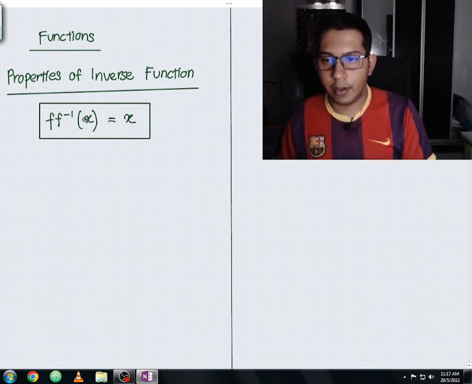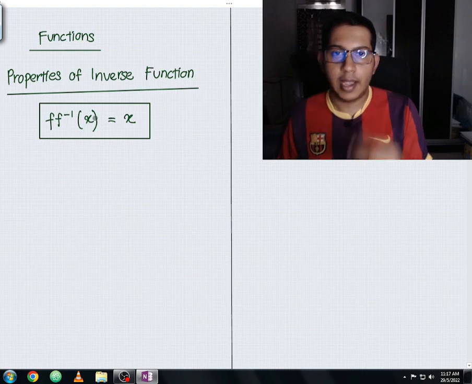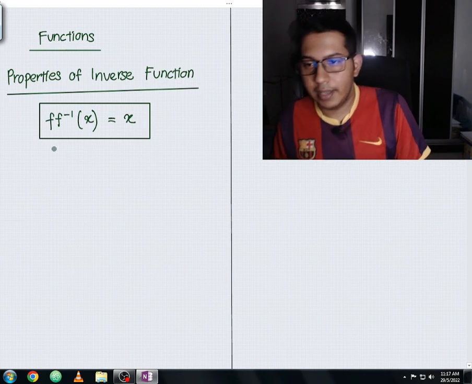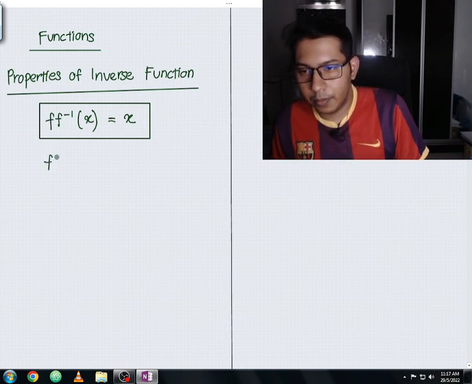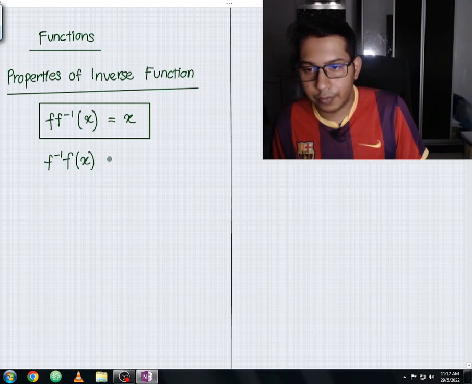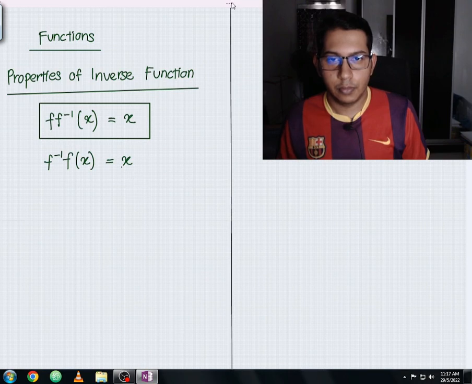So let's say when you are mapping 2 into the composite of inverse and a function, you get back the 2 again, and the same thing as composite of inverse and the function, so you get back the object as well. So let me box this.